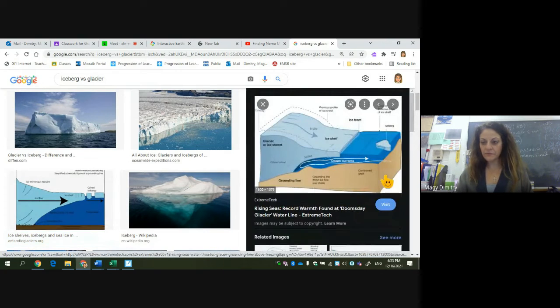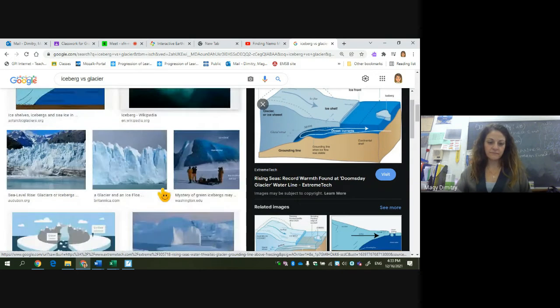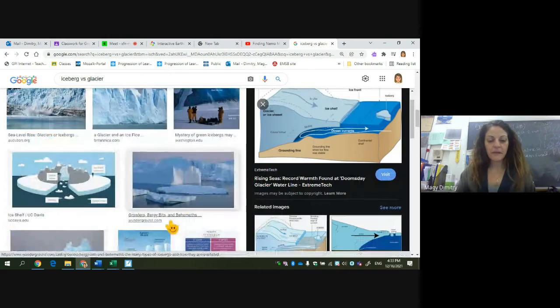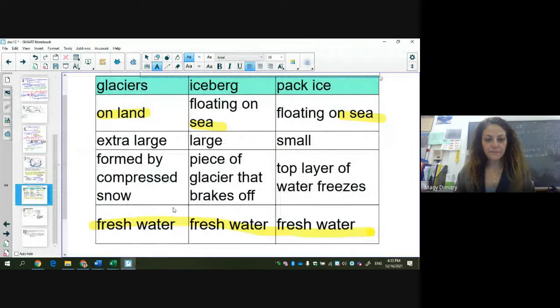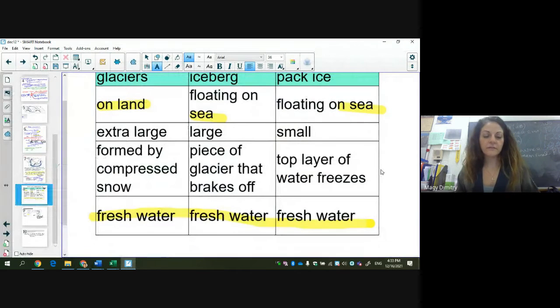Here's another example. You see this? The glacier is actually on the ground, even though there's compacted snow on top of it. That's a different story. But then layers that have fallen off or melted off, that's where the iceberg is. Okay. So I'll give you a minute, take a look.